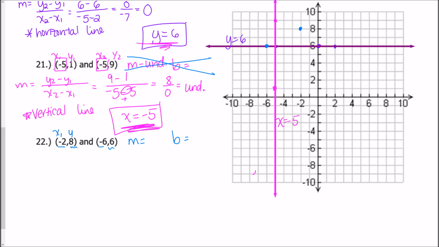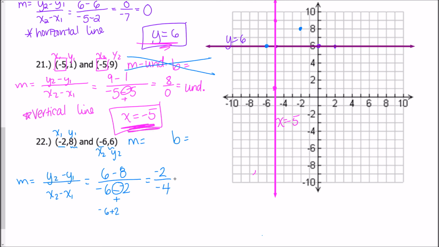So I've got x1, y1 here. I've got x2, y2 here. So m equals, formula says y2 minus y1 over x2 minus x1. When I plug in that information, I end up getting 6 minus 8 over -6 minus -2. Remember, this turns into a positive. So 6 minus 8 is -2. And then -6 plus 2 is -4. The double negatives cancel out and I get a positive 1/2. So I know my m is 1/2.